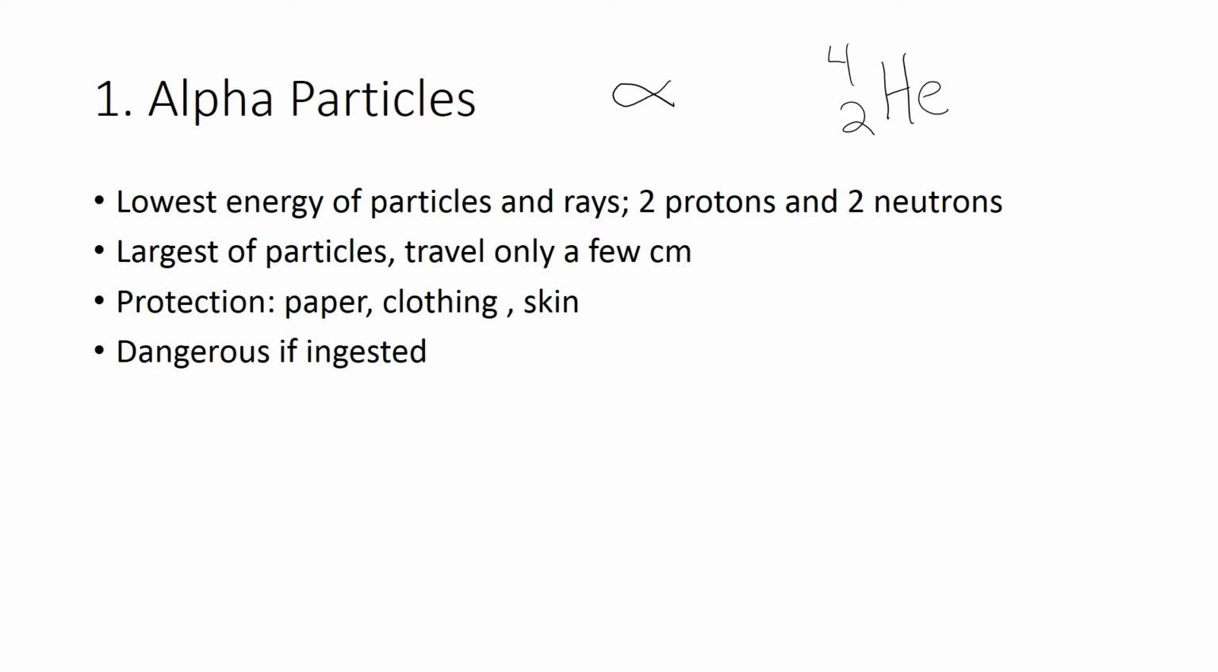So if you were handling or dealing with alpha particles, the most protection you would need is paper, clothing, or skin. All of those things would stop alpha particles. They are, however, dangerous if you ingest them, so don't go drinking alpha particles.